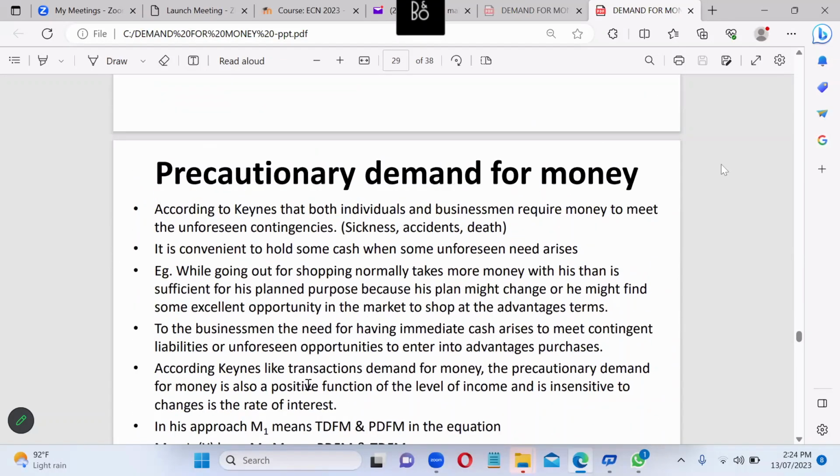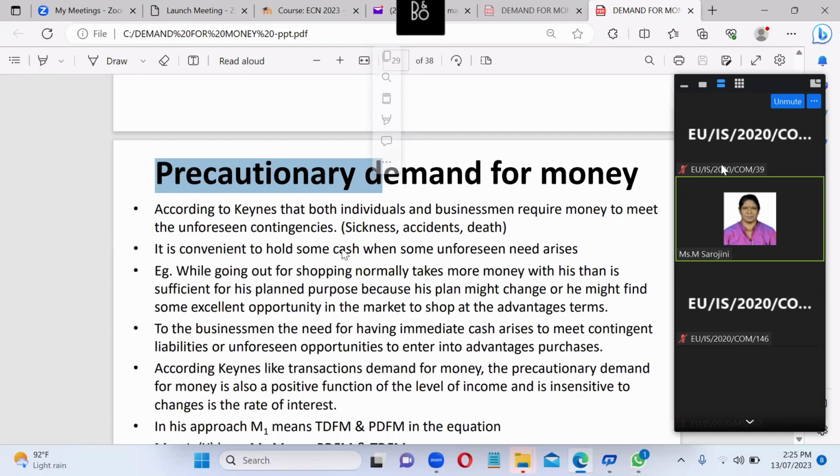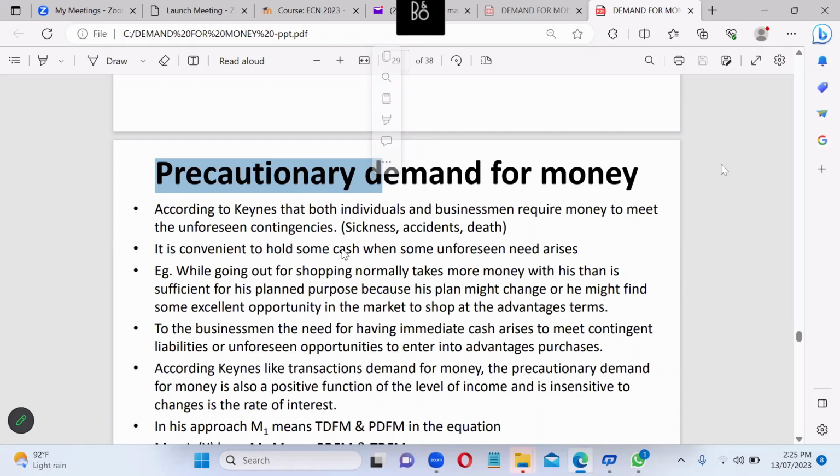And the second thing we are going to see here is the precautionary motive. Why are we holding money for this purpose? The second purpose is precautionary. Precautionary means emergency purposes, like sickness, accidents, death cases. We need to save, or we need to raise the demand for holding money.